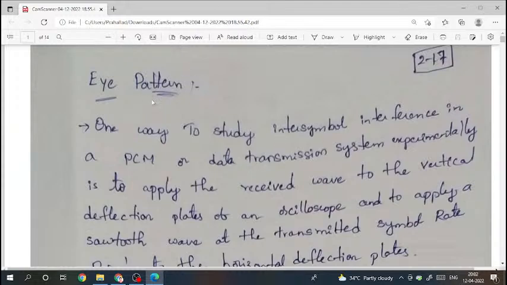Okay, I am going to start. The next topic is eye pattern.